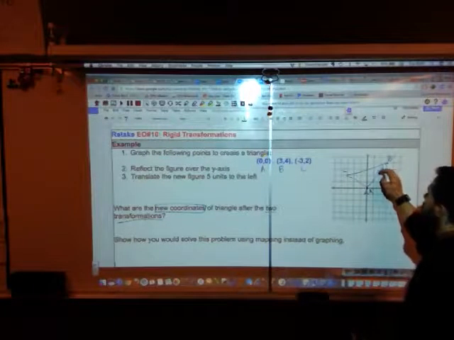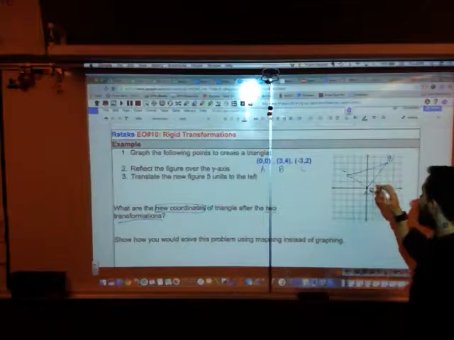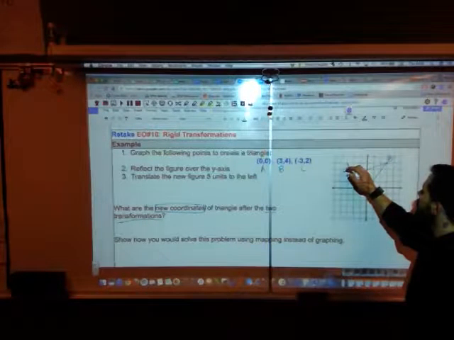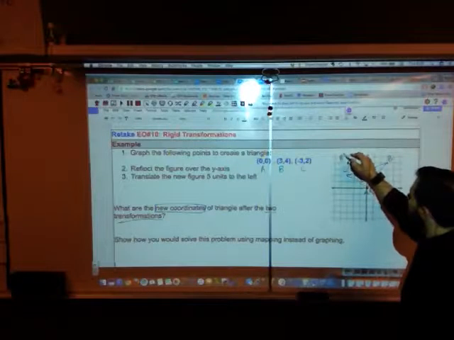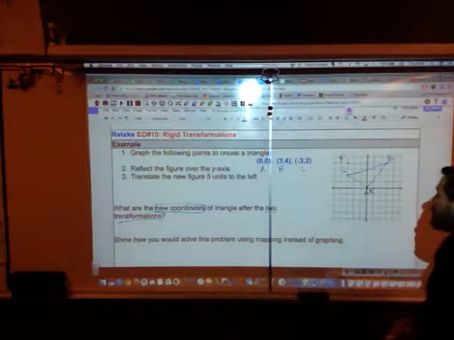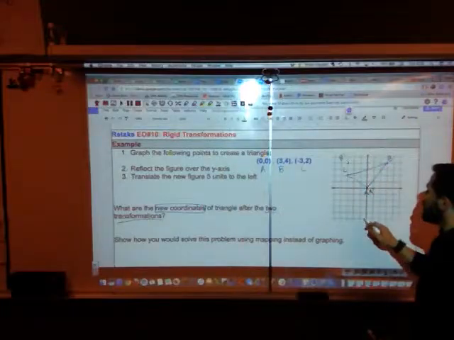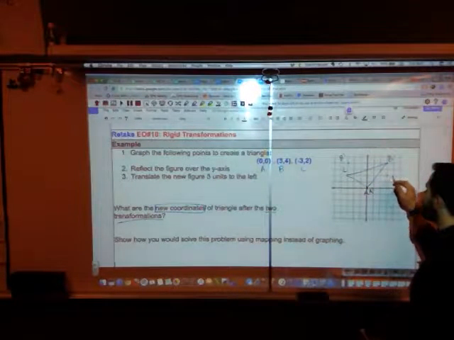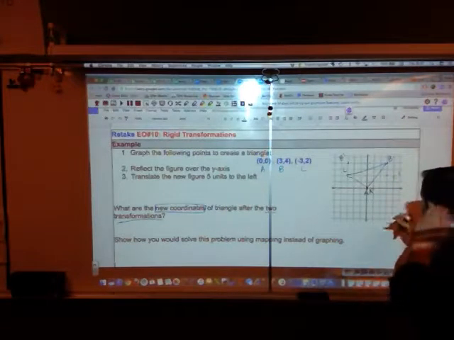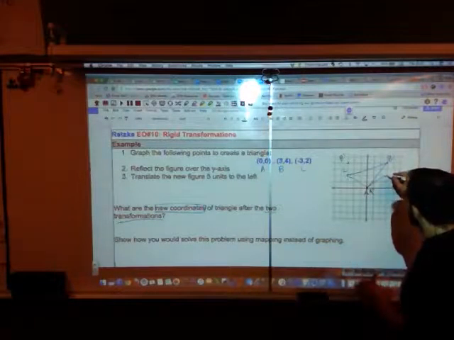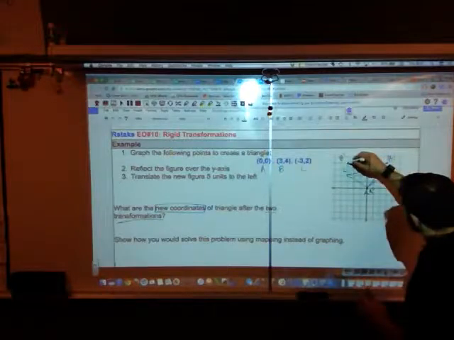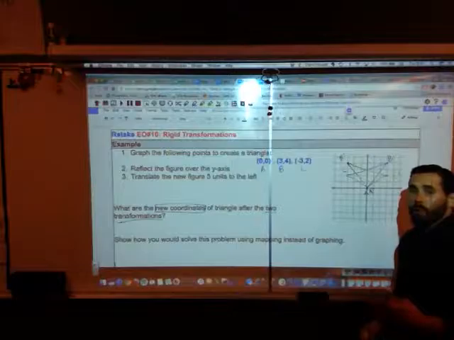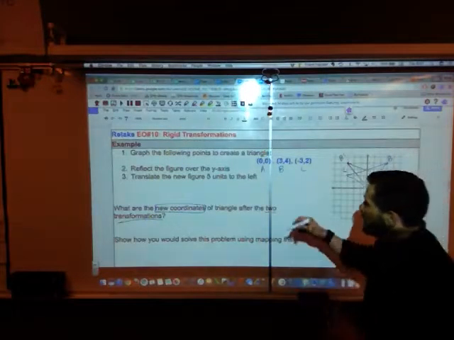Now B, if I need to reflect that over the y-axis, the y-axis is my mirror. Coming over here, it takes 3 units to hit the mirror, so I make it go 3 units this way. That's B prime. I'll do the same thing with C. Since this is my mirror, see how far it takes me to get to the mirror? It takes me 3 units, so I'm going to make it go 3 units over. That's C prime. I'm going to connect those together. So that is the coordinate points after the first transformation.